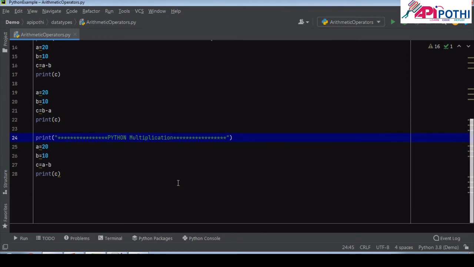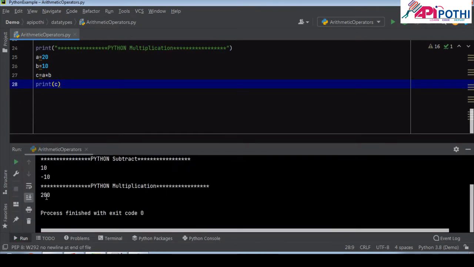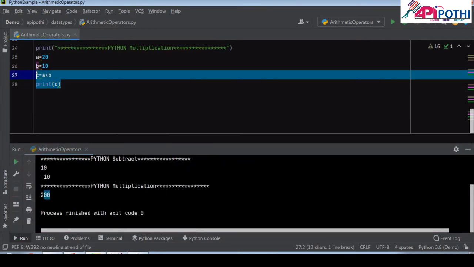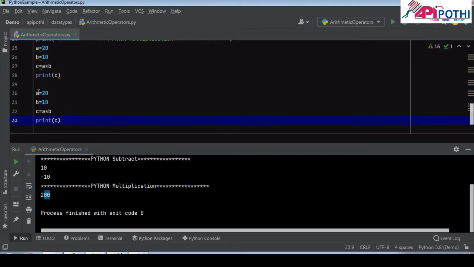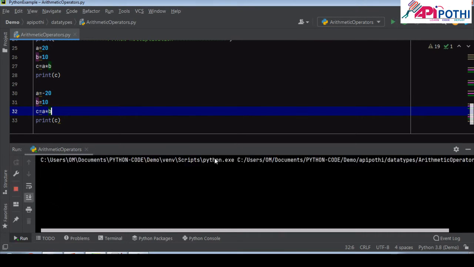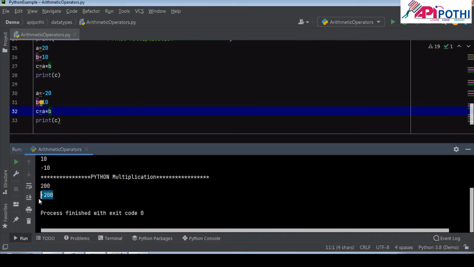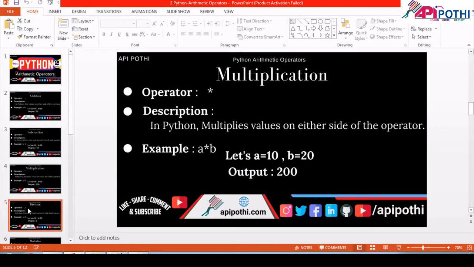So here a equal to 20, b equal to 10, c equal to a into b, and printing c. It should give 200, right? In the same fashion, if we give a equal to minus 20, it should give minus 200. So now we got to know multiplication also.